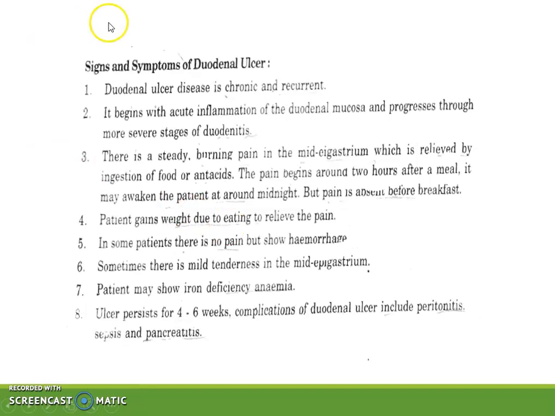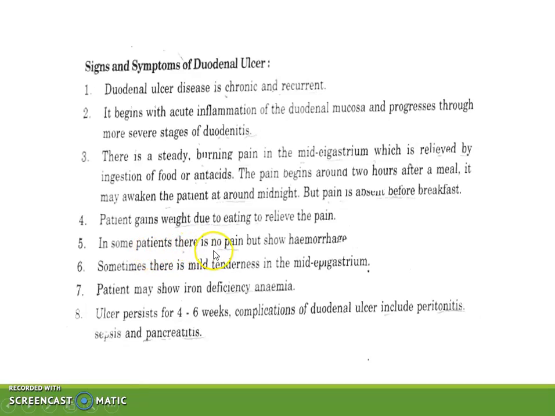Signs and symptoms of duodenal ulcer. Duodenal ulcer disease is chronic and recurrent. It begins with acute inflammation of duodenal mucosa and progresses through more severe stages of duodenitis. There is a steady burning pain in the mid-epigastrium which is relieved by the ingestion of food or antacid. The pain begins around 2 hours after a meal. It may awaken the patient at around midnight, but pain is absent before breakfast. Patient gains weight due to eating to relieve pain.